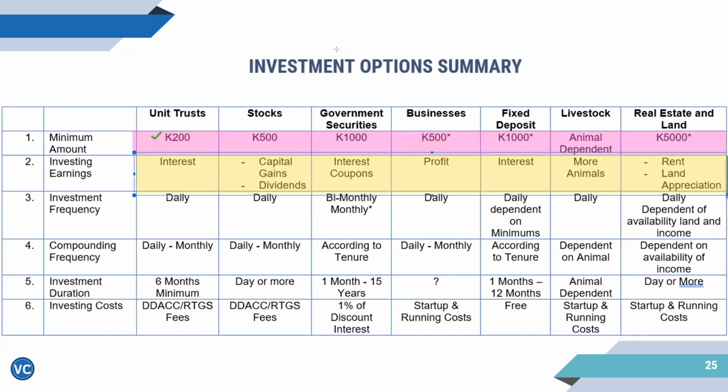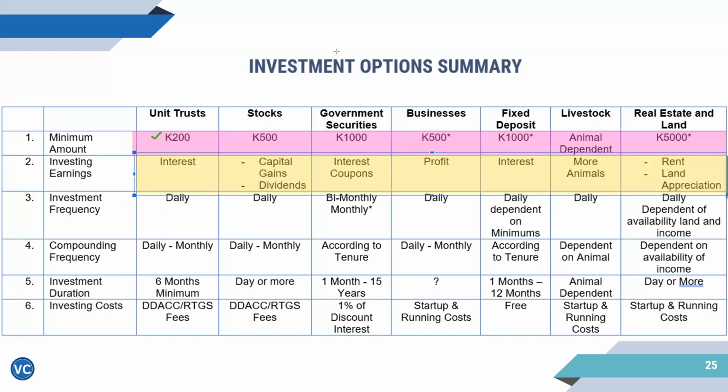With businesses, it's profit. You buy a jumper and you go sell it for higher. The difference is what you are using to get your money. Then with fixed deposit, it's going to be interest. With livestock, basically by the animals reproducing. So you have to keep the animals fed so that they reproduce. With land, it's land appreciation as well as rent.